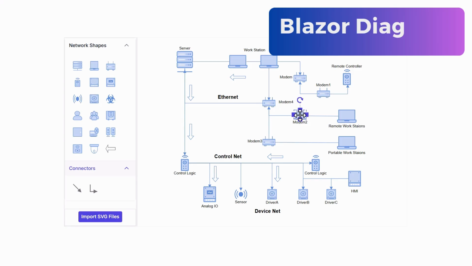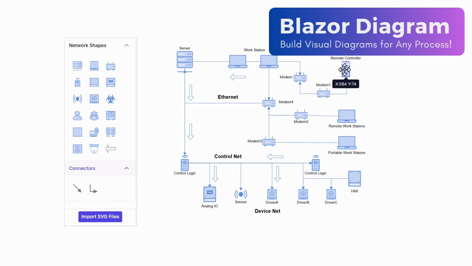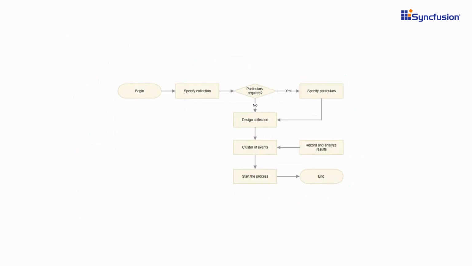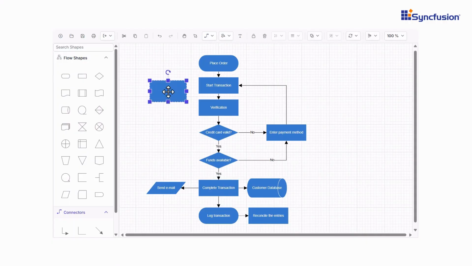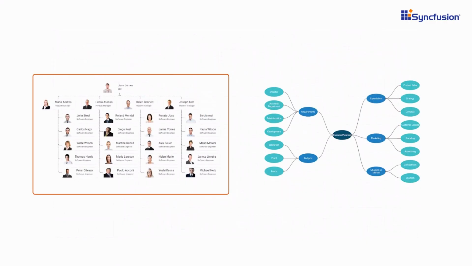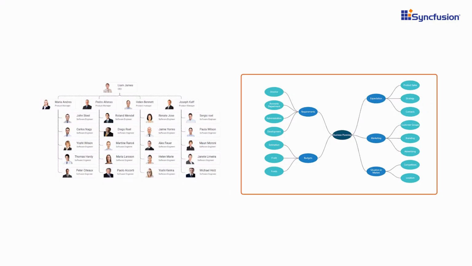Are you looking for a powerful yet easy way to build interactive diagrams in your Blazor apps? Meet the Syncfusion Blazor Diagram component. It lets you visualize, create, and edit diagrams like flowcharts, organizational charts, and mind maps with ease.